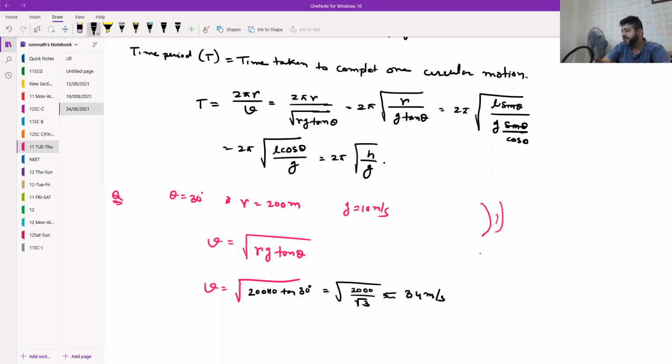So that's it. Centrifugal force is left for you. Centrifugal force.